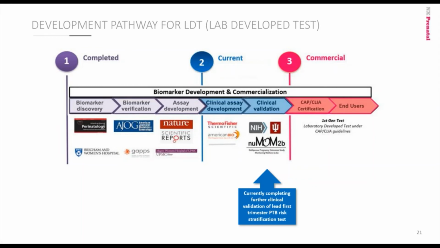The development path for a homebrew or lab-developed test is shown here. It shows where we've been, documented, and published, who our partners were, both public and private, that are critical to our success, and where we are going to release our first-generation test, which may be within the next 6 to 12 months.